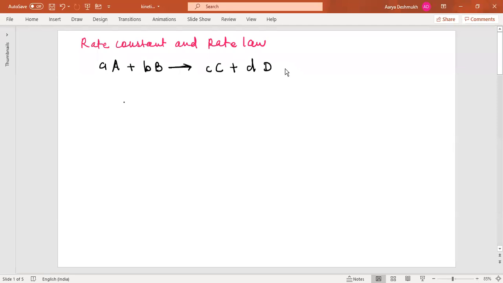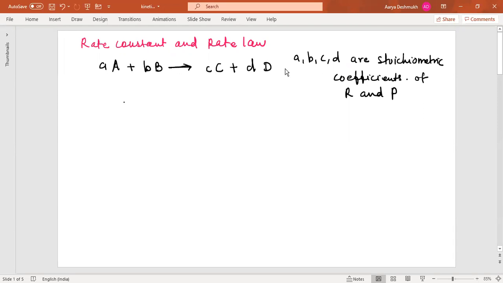Now here, small a, b, c, d are the stoichiometric coefficients. These are stoichiometric coefficients for the reactants and products. I'll write in short R and P. R means reactant and P means product.